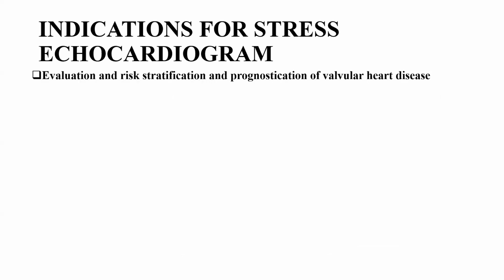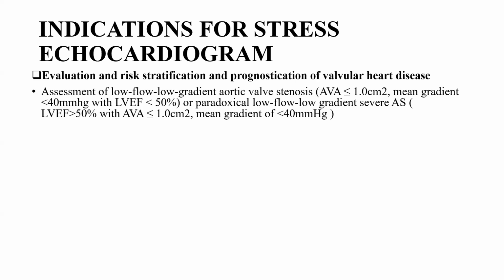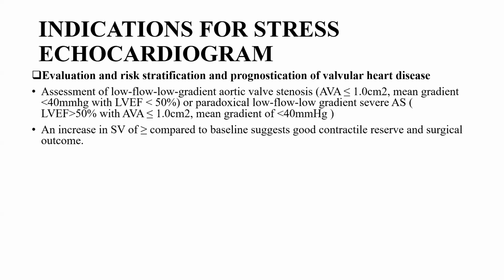Now, more so now, valvular heart disease, like we first learned from our scenario. So aortic valve area is less than 1 centimeter, your mean gradient is less than 40, and your EF is low. The typical low gradient, low flow, but your aortic valve area clearly shows that it's severe aortic stenosis. You want to find out whether it's a true aortic stenosis or not. Dobutamine stress echocardiogram has that benefit.